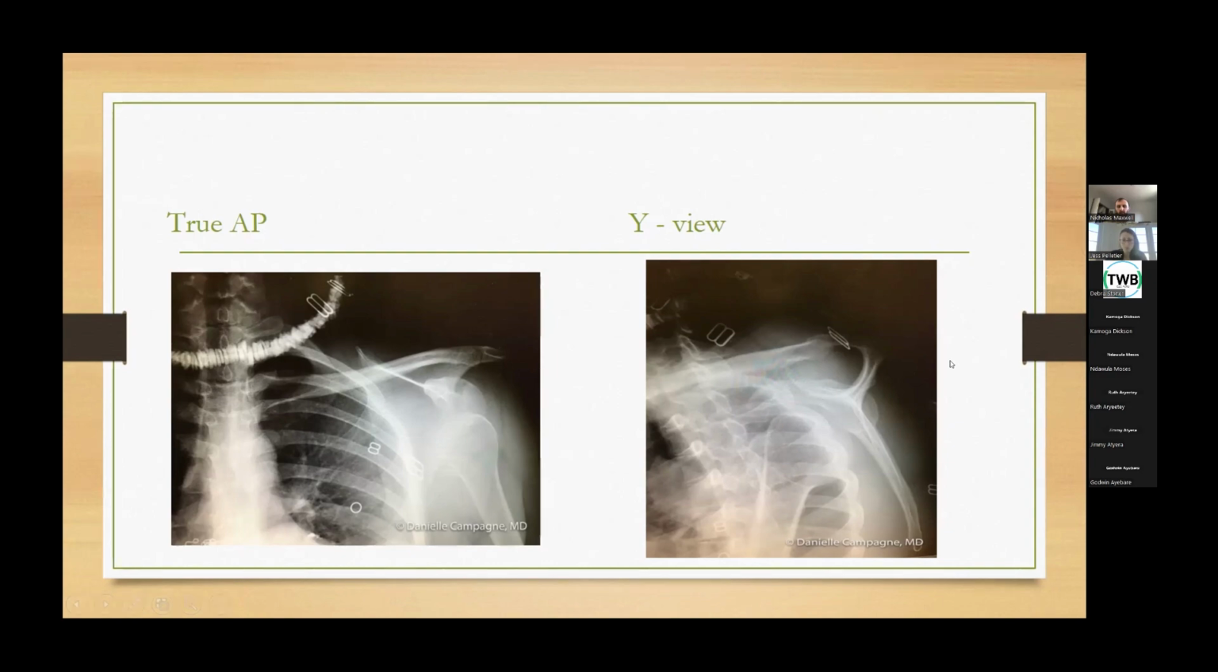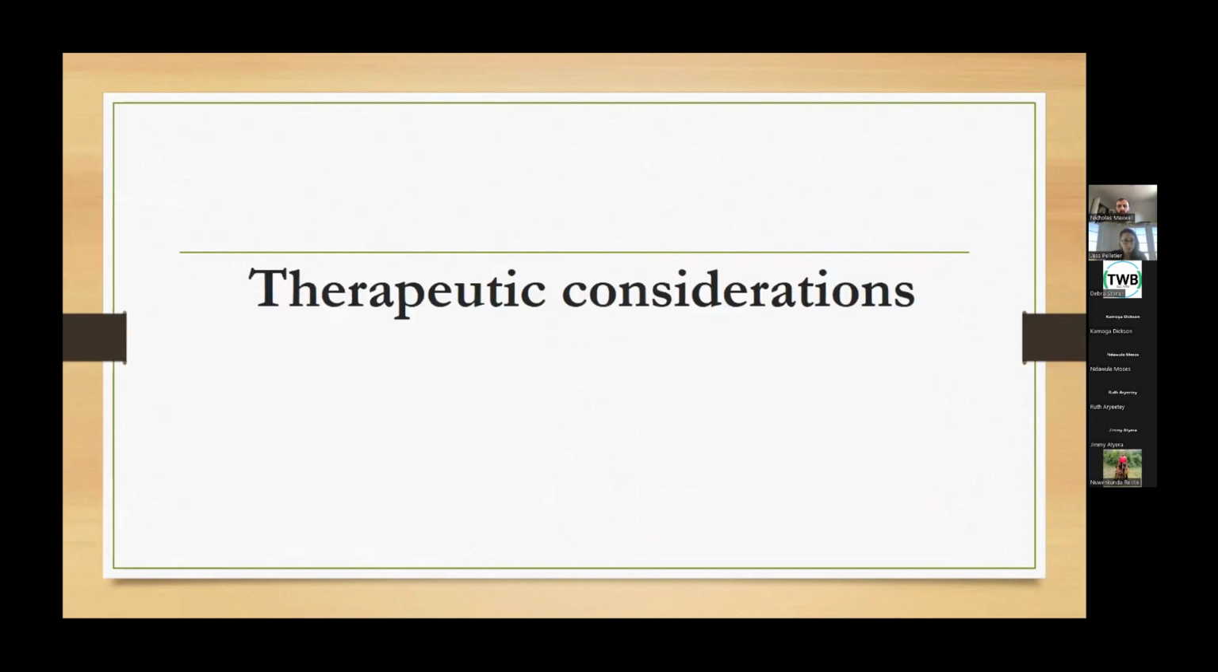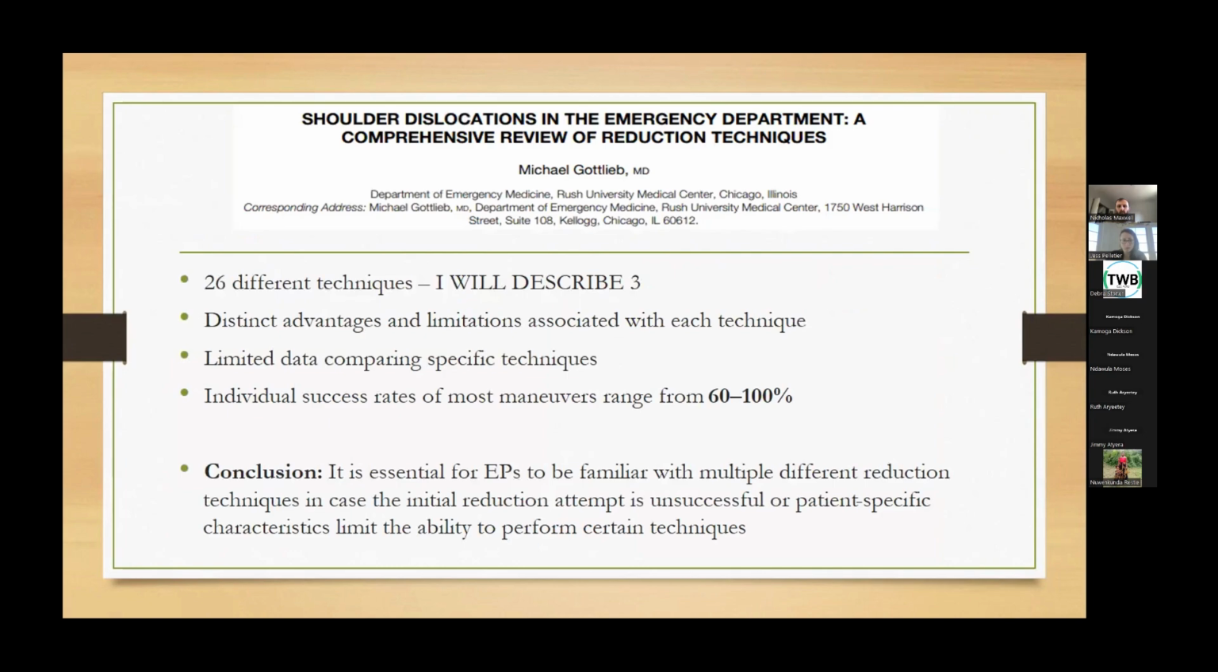So for that next patient that you're going to receive and you think they're having a shoulder dislocation, order for a scapular Y view. So how do we manage anterior dislocations? There are very many described techniques in literature. This particular paper that I used to prepare for this presentation described 26 different techniques.